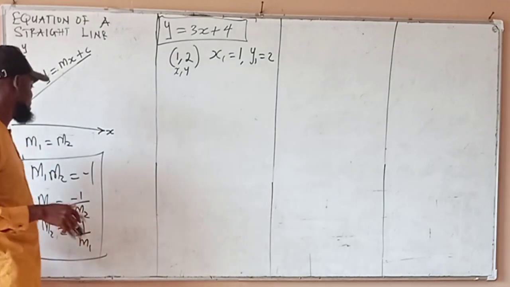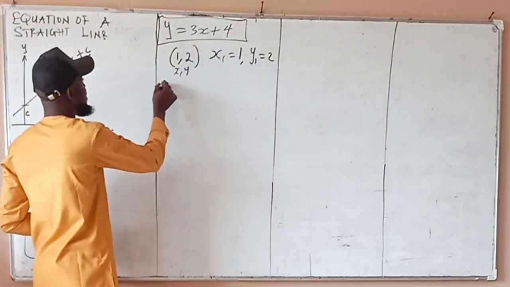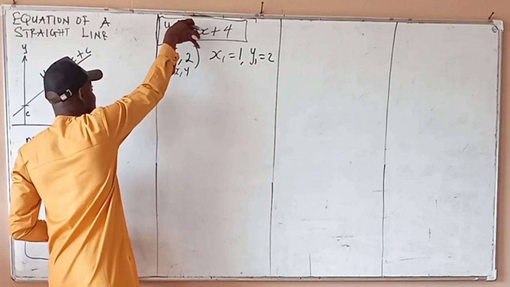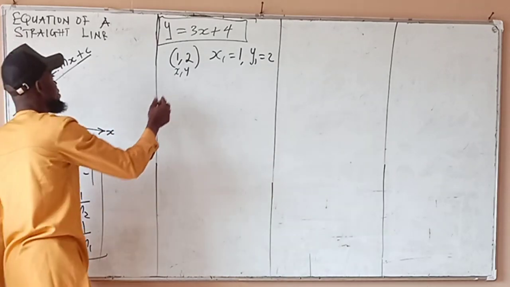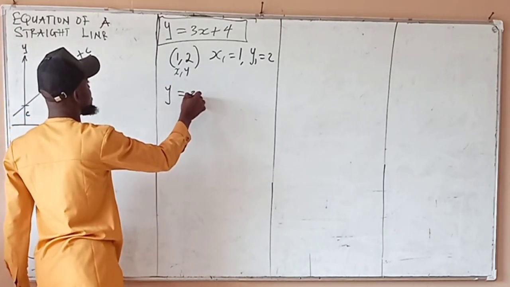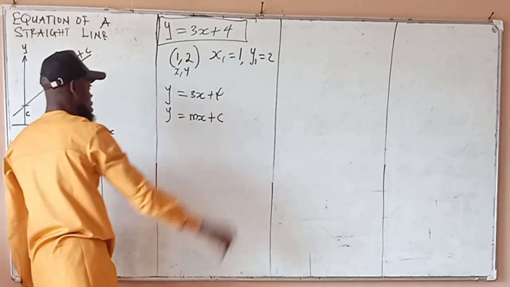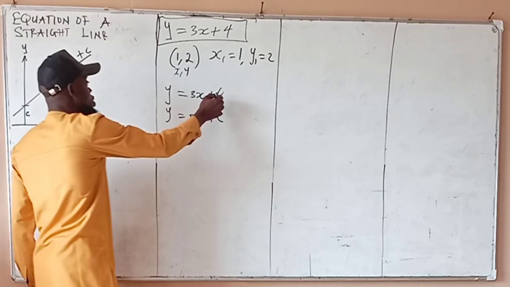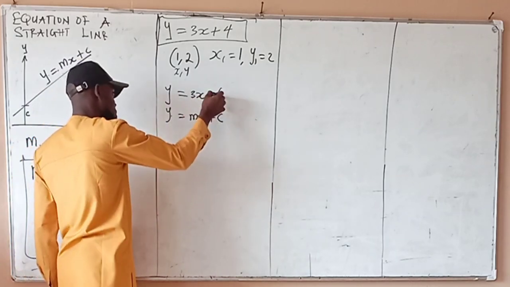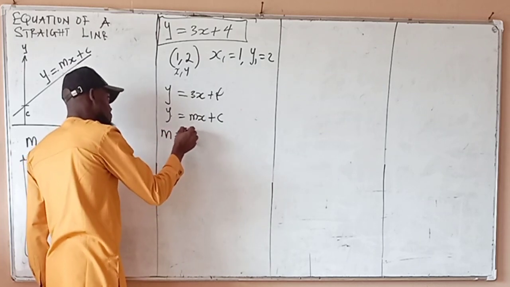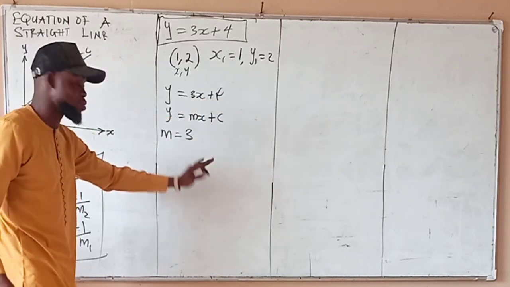Now we are going to check the gradient of this particular line. We compare y equals 3x plus 4 to y equals mx plus c. So y is y, x is x, m is 3, c is 4. So the gradient is equal to 3. This is the first way to do it.